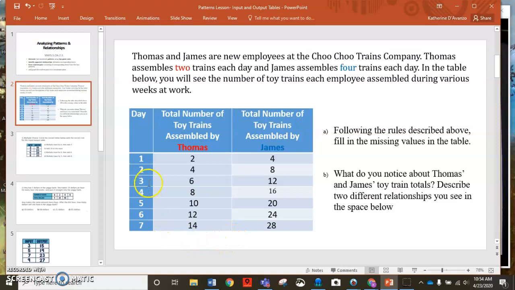I also notice that for each day, if we multiply the day number by the number of trains each gentleman made, then we get our answer that goes into the chart. So on day 1, when we multiply by 2, we get Thomas's trains, and when we multiply by 4, we get James's trains. And that holds true throughout as well. So on day 7, when we multiply by 2, Thomas made 14 trains, and when we multiply by 4, James made 28 trains. So there are just a few relationships that we can recognize with Thomas and James and their trains.